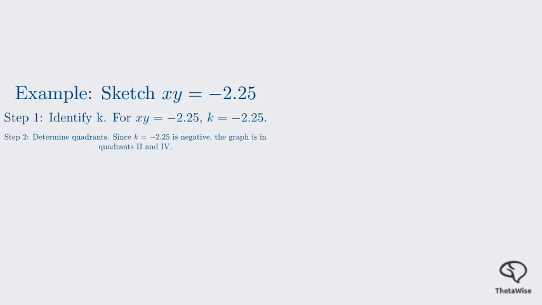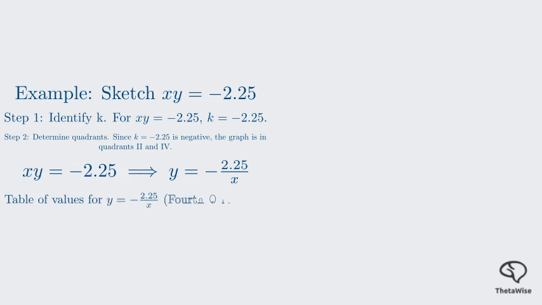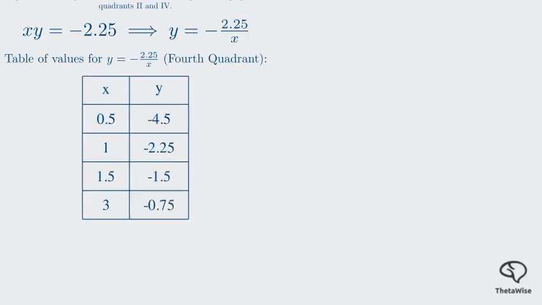Now, let's find some points to make our sketch accurate. We'll use the rearranged equation y equals negative 2.25 over x. It's always best to choose x values that make the calculation easy. Here, x values like 0.5, 1, 1.5, and 3 are good choices for the fourth quadrant. For the fourth quadrant, we'll choose positive x values.